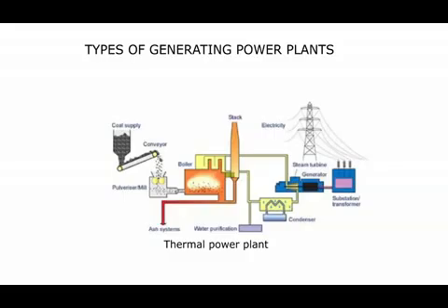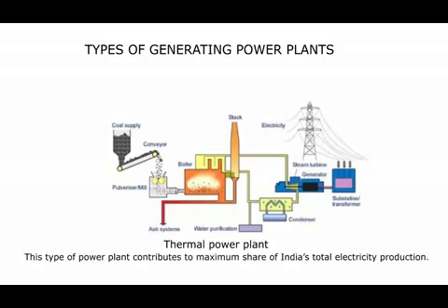So, now let us see different types of generating power plants. First one is the thermal or steam power plant. In this power plant, the heat energy of coal is converted into electrical energy. Coal is burnt in a boiler which converts water into steam. The expansion of steam in a turbine produces mechanical power which drives the generator coupled to the turbine. This type of power plant contributes the maximum share of India's total electricity production.